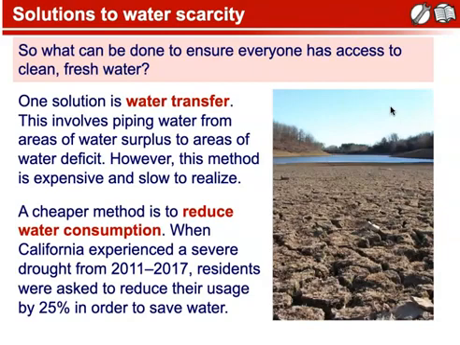A cheaper method is to reduce water consumption. When California experienced a severe drought from 2011 to 2017, residents were asked to reduce their usage by 25% in order to save water.